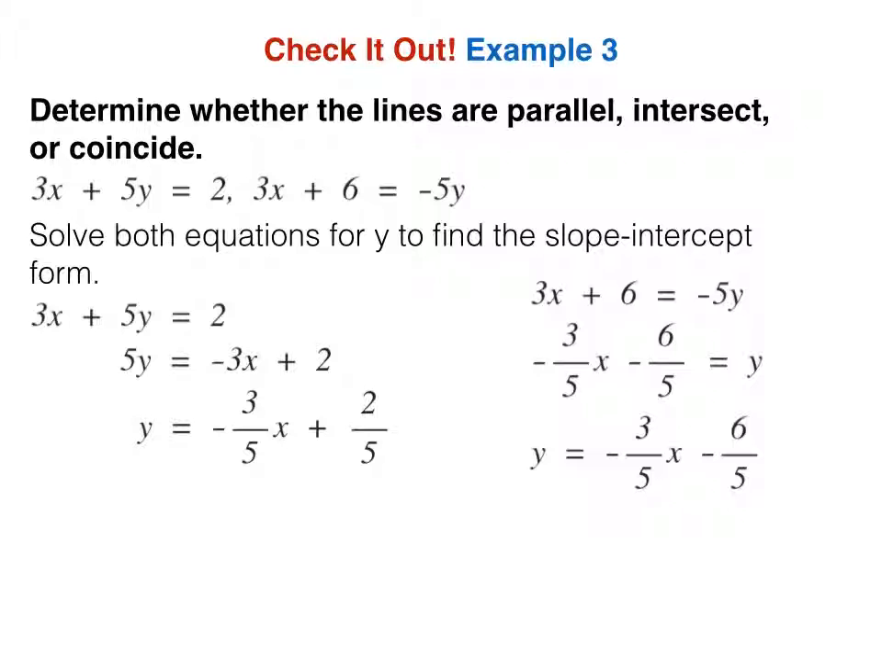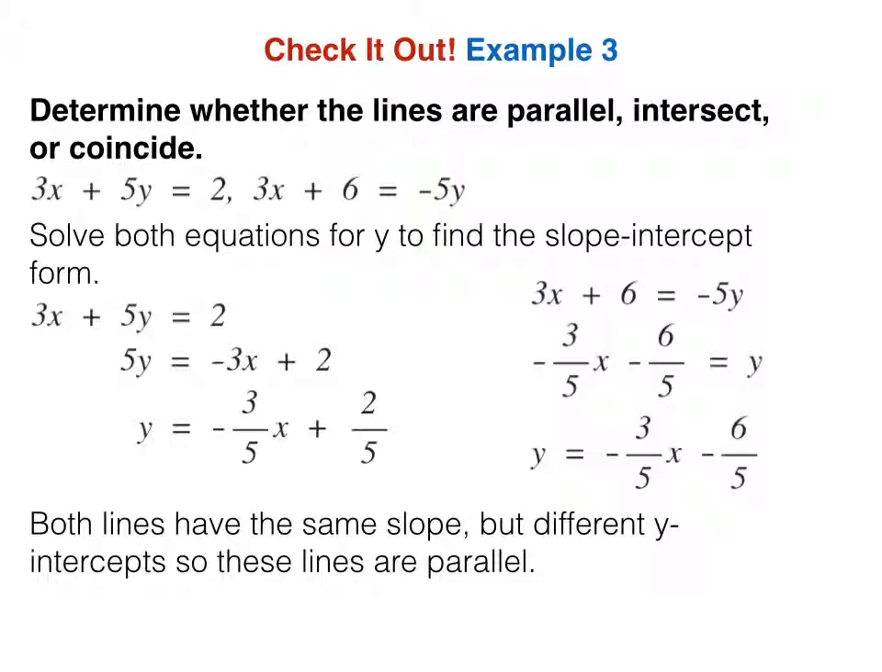In the second equation, what I do is I end up dividing everything by negative 5, which gives me negative 3/5 x minus 6/5 equals y, and then I use the symmetric property of equality. A equals b, so b must equal a, so I can switch the y to the left and the rest to the right, and I get y equals negative 3/5 x minus 6/5. Well, the slopes are the same, but the intercepts are different, so therefore the lines are parallel.